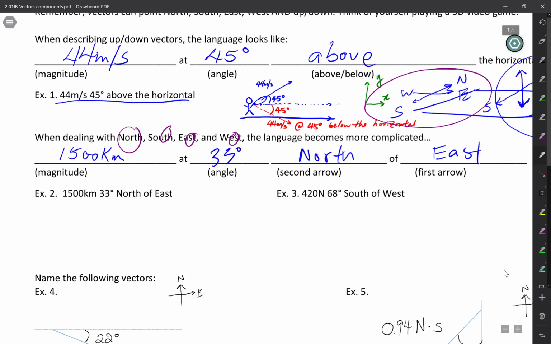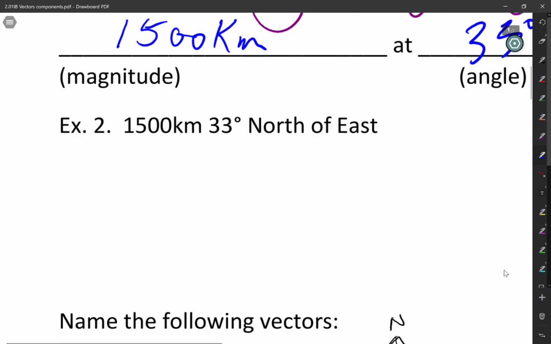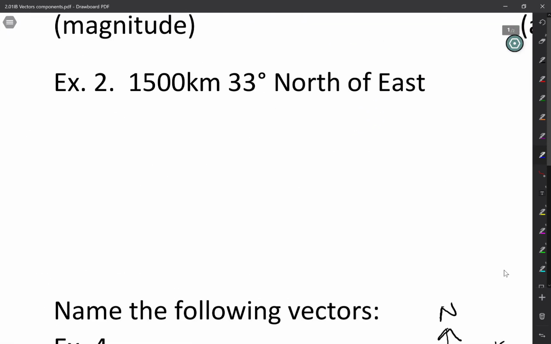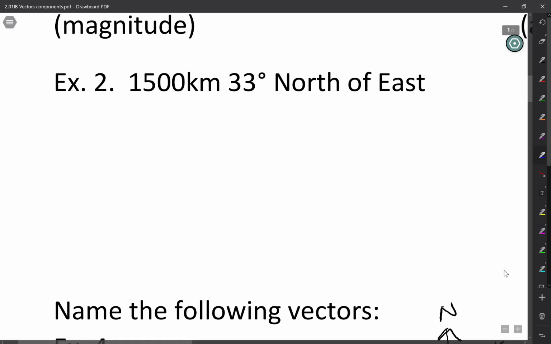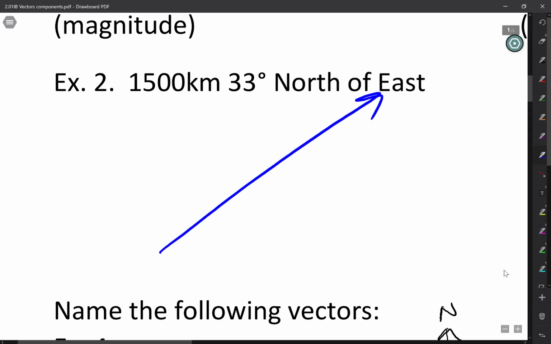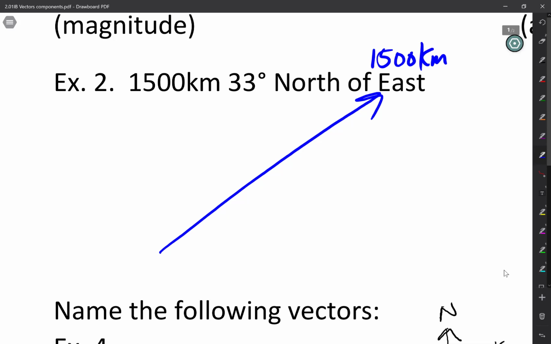If I want to take the example here to draw this out, here is what it would look like. So imagine my football field. I am going north of the football field, for example, and a little bit of east. So I'm going to generally draw my arrow in this direction. I'm going to just draw one arbitrarily. I know that this guy is 1,500 kilometers. And where does the north of east come from?